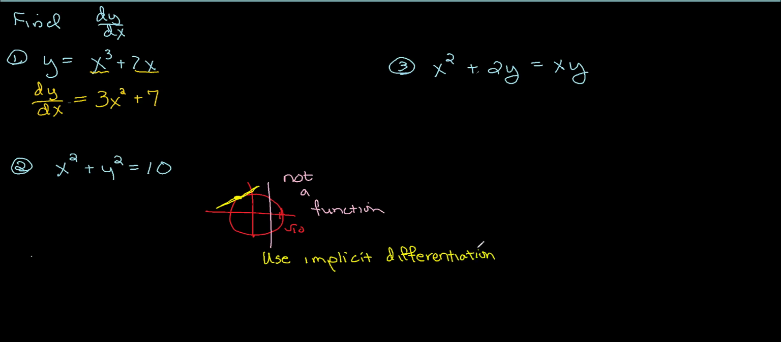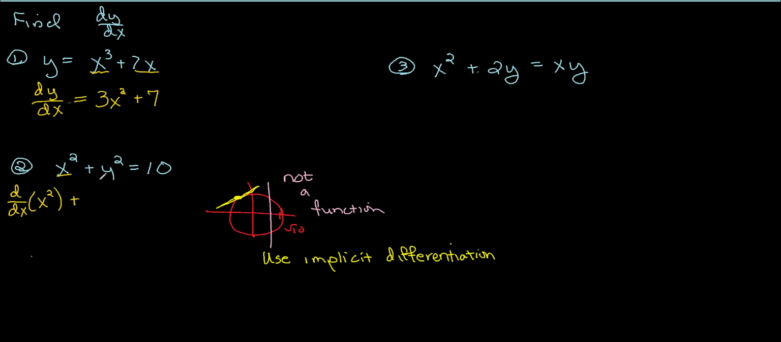We have y implicitly defined in terms of x. It's not an explicit function, so I need to use implicit differentiation. All right, so let's go through here. We're going to go term by term, and I'm going to start with the first one, and I'm going to take the derivative with respect to x. So I'm going to write this notation, the derivative with respect to x of what? Well, I need to do x squared.